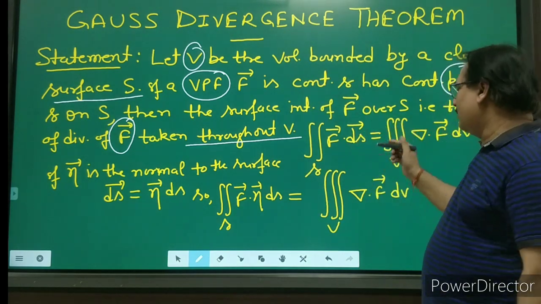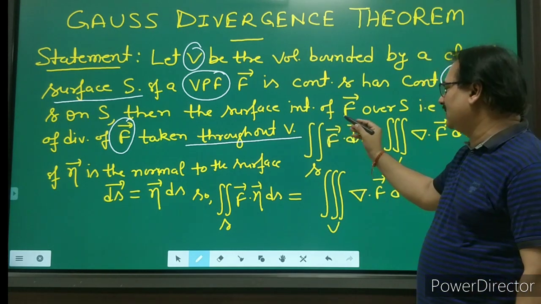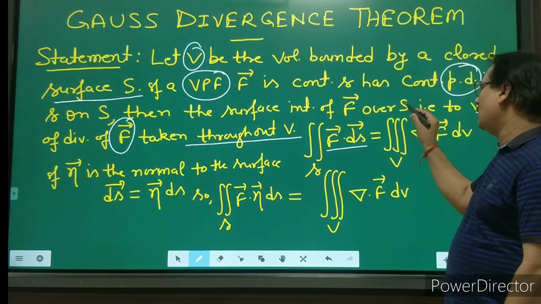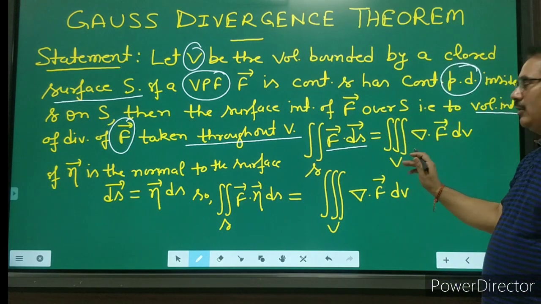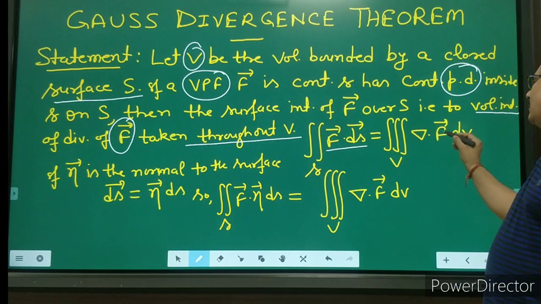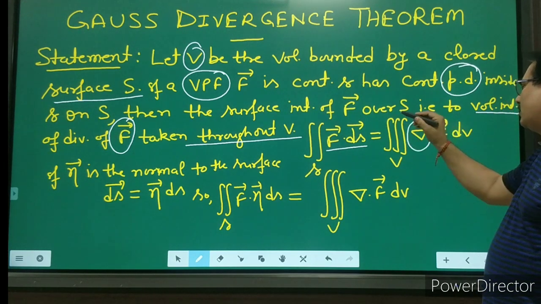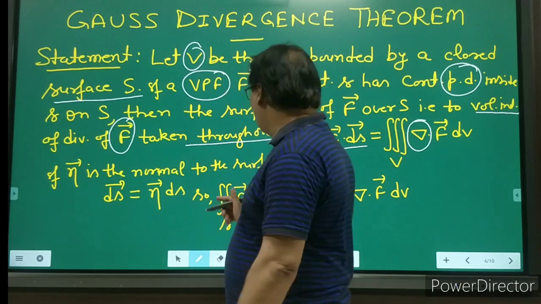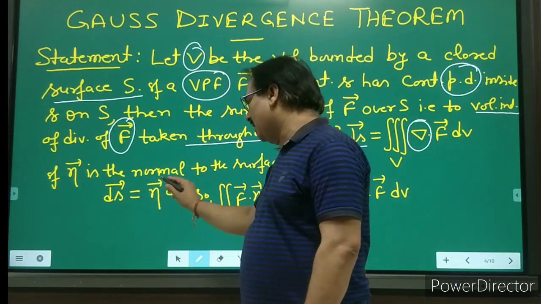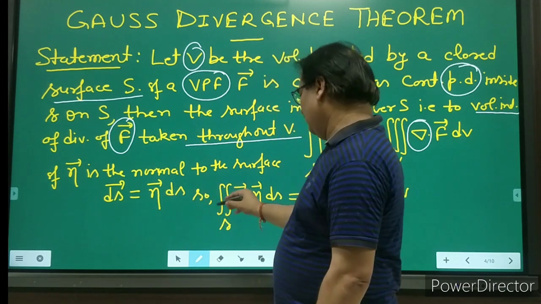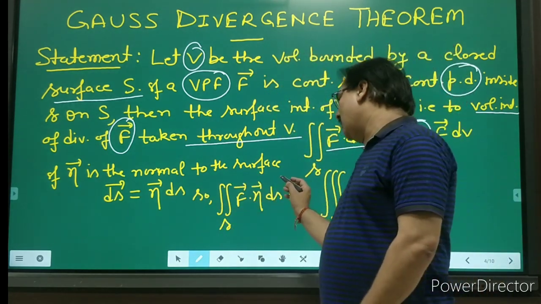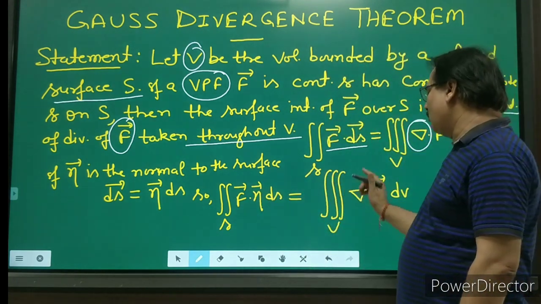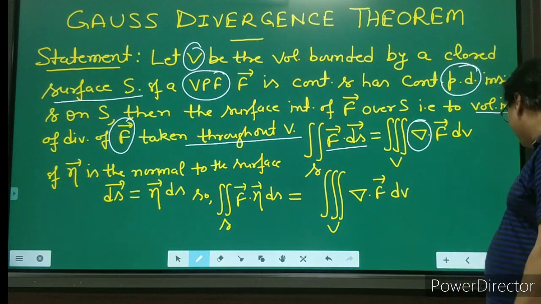What is the mathematical meaning? The closed double integral over the surface S of vector f dot vector dS is equal to the triple integral over V of del dot f dV. You know this is the well-known operator del. If eta is the outward normal to the surface, then vector dS may be written as vector eta dS, so we can rewrite this as the surface integral over S of f dot eta dS, which is equivalent again to the volume integral.